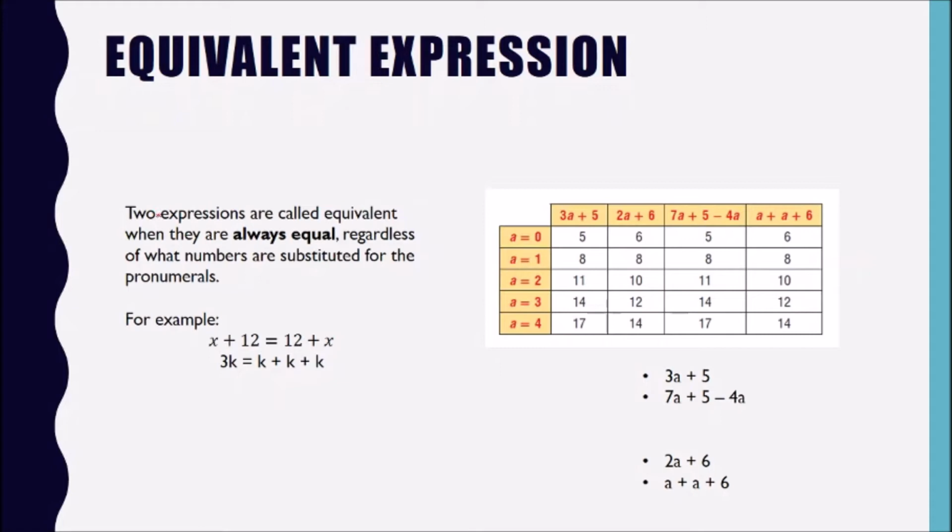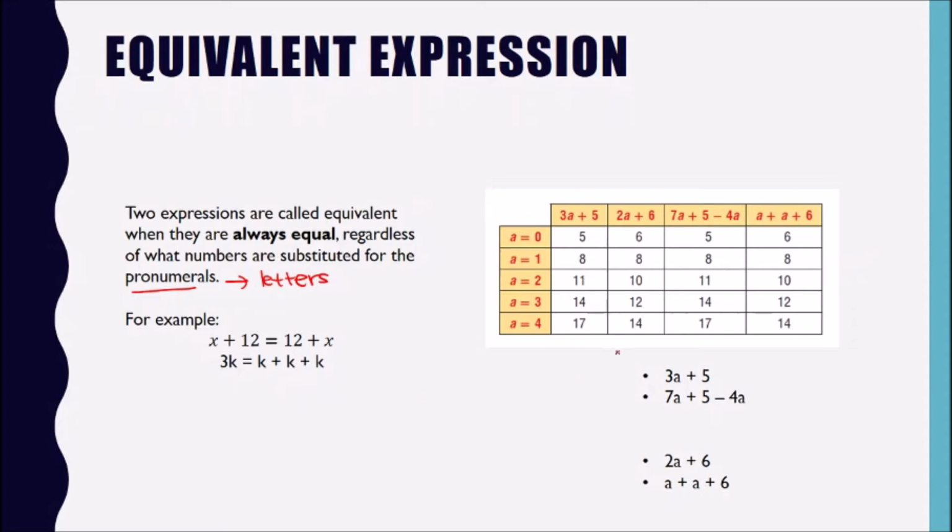This is a general definition that I've come up with for equivalent expressions. Two expressions are called equivalent when they are always equal, regardless of what numbers are substituted for the pronumerals. Pronumerals is the fancy word for the letters we use. For example, x plus 12 is the same as 12 plus x, and 3k is the same as k plus k plus k, because there are 3 k's.